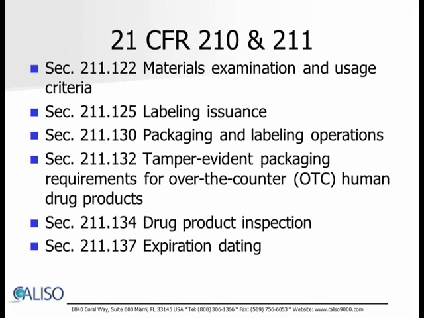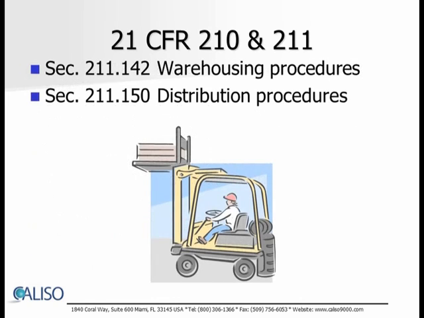These sections discuss the drug product packaging and labeling requirements. For example, the requirement for label reconciliation, prevention of mix-up during label processing, tamper-evident packaging requirements for over-the-counter or OTC drugs, final inspection of labeled product, as well as clear expiration date requirements. Section 211.142 and Section 211.150 establish the requirements for warehouse storage and distribution of products.